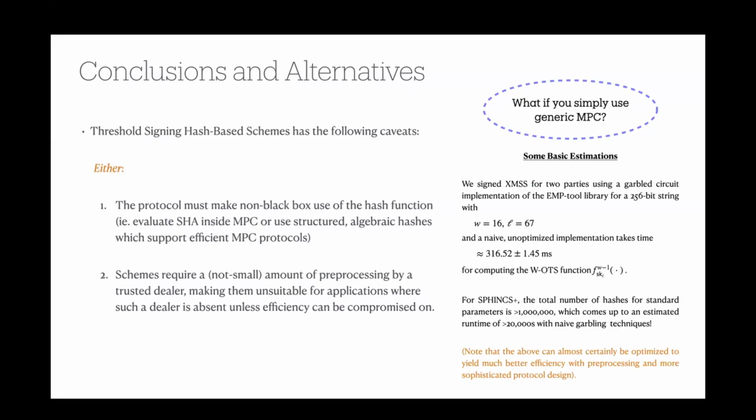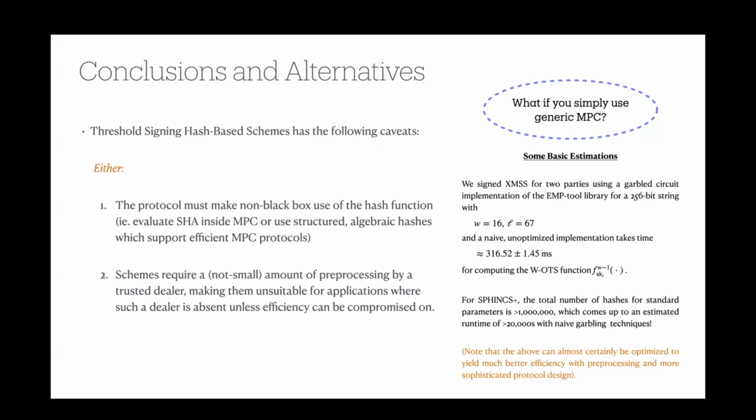And for SPHINCS+, this turns out to be very bad because you have to make more than 1 million hashes if you want to evaluate them. Of course, we do a very, very naive implementation. So in this case, we just use generic MPC to sign every single one of these hashes. It turns out to be over 20,000 seconds.